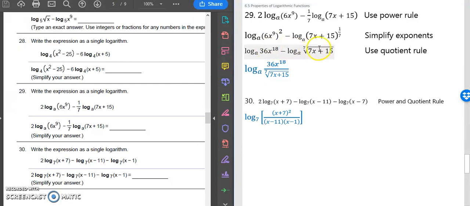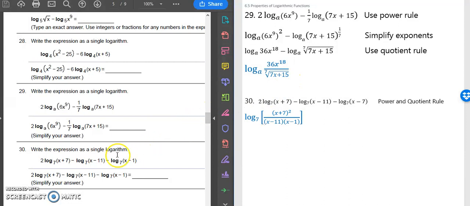And then over here on the right side, we had a rational exponent, which remember becomes a radical now. So we have log base a of the 7th root of 7x plus 15. And then finally, we have subtraction, so we can use the quotient rule to combine this into one log expression. And now remember, the part that precedes the subtraction sign becomes the numerator. And then the part that's being subtracted away becomes our denominator.